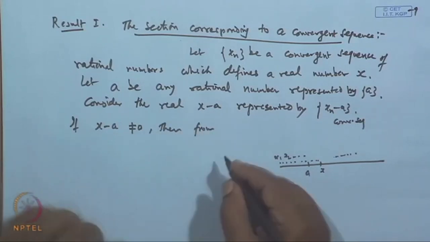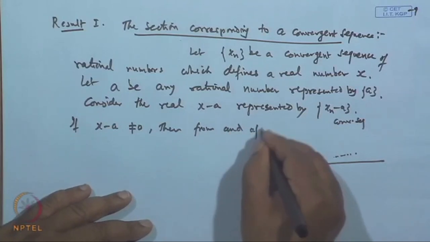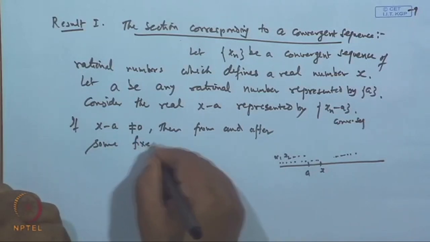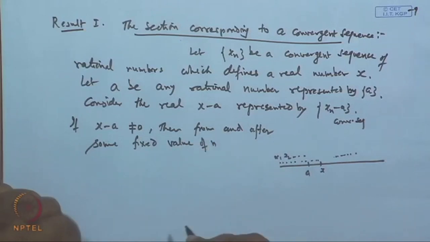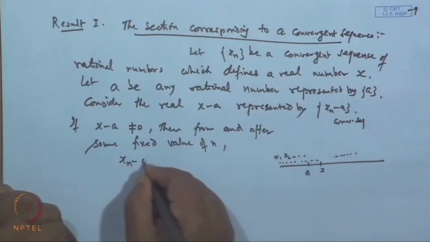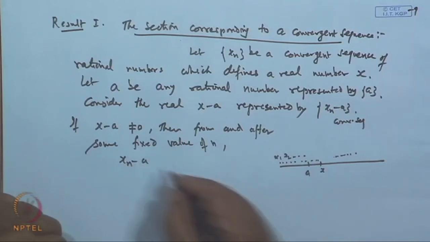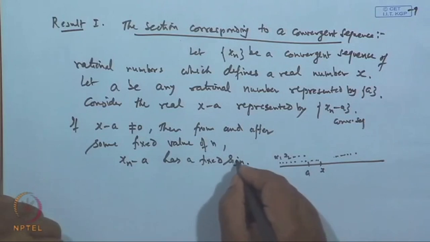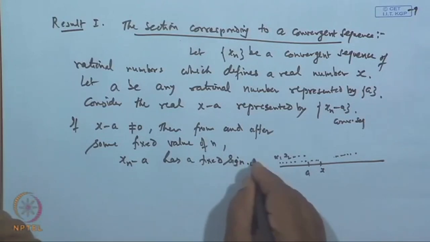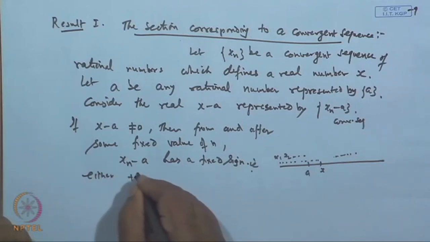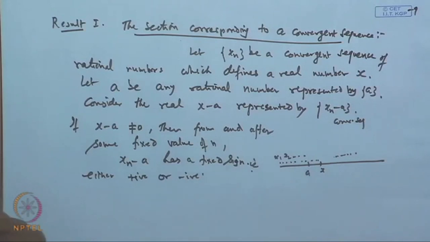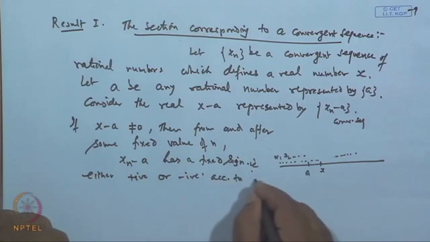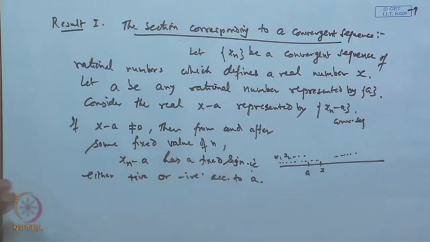Then after some fixed value of n, x_n minus a has a fixed sign, either positive or negative. This sign depends on a, according to the value of a.